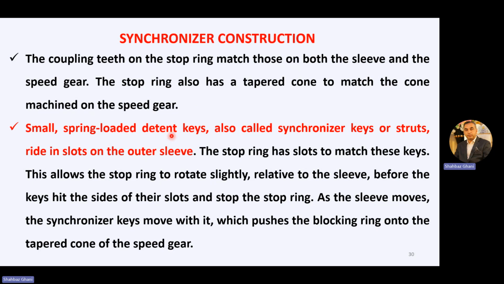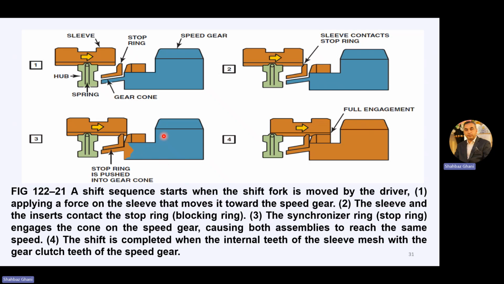Small spring-loaded detent keys, also called synchronizer keys or studs, ride in the slots on the outer sleeves. The stop ring has slots to match these keys. This allows the stop ring to rotate slightly relative to the sleeve before the keys hit the sides of their slots and stop the stop ring. As the sleeve moves, the synchronizer keys move with it, which pushes the blocking ring onto the tapered cone of the speed gear. Let's see this in the figure.